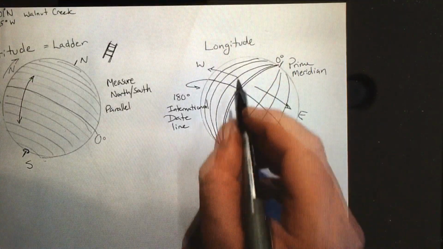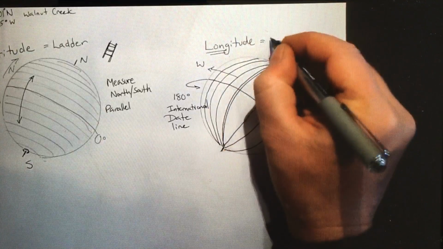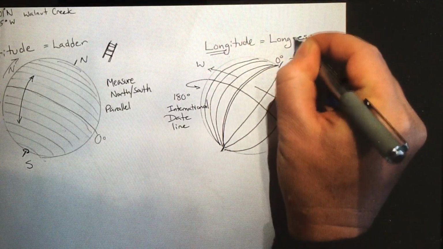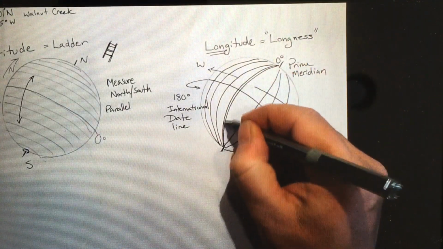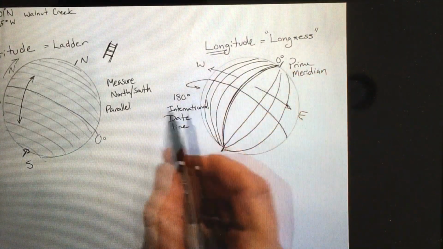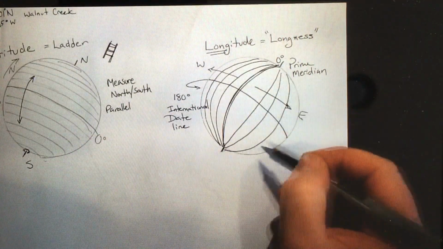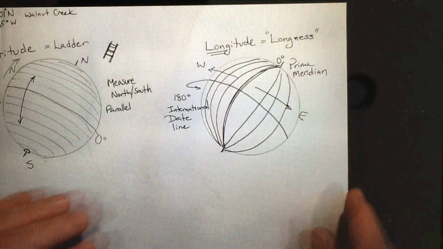Longitude. How do we remember the term longitude? I always think that they're all the same length, or in my cheesy dad joke, I call it longness. They're all the same longness because they run into each other, but unlike latitudes that get smaller and smaller, these are all the same length. Okay, so how does that relate to coordinates?